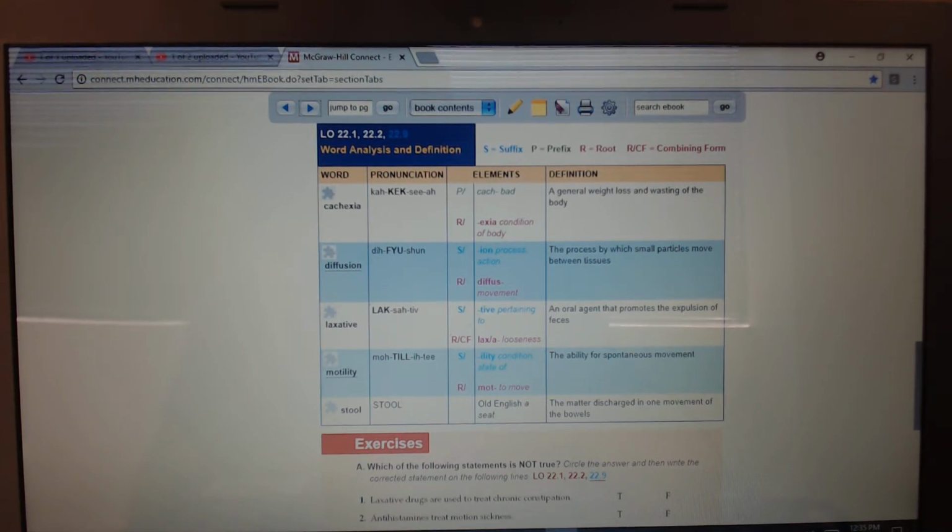Cachexia is a condition of the body, a general weight loss and wasting of the body. Diffusion, diffuse is movement, the process by which small particles move between tissues. Laxative, laxa means looseness, an oral agent that promotes the expulsion of feces. Motility, mot is to move, the ability for spontaneous movement. Stool is Old English for seat, the matter discharged in one movement of the bowels.